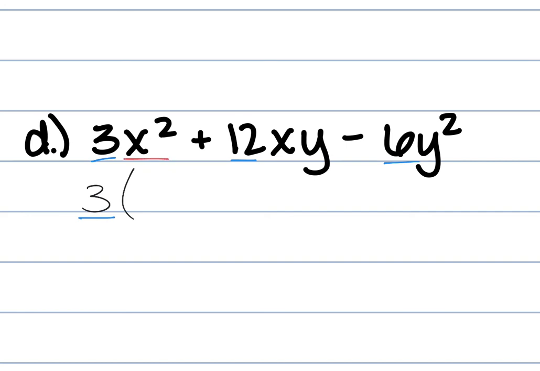All of the terms do not have an x. Do you guys see that? So you can't factor out an x. Do all of the terms have a y? No. Where's the y in the first term? So the only thing you can factor out is that 3. So factor out the 3, and you're going to get x squared plus 4xy minus 2y squared.